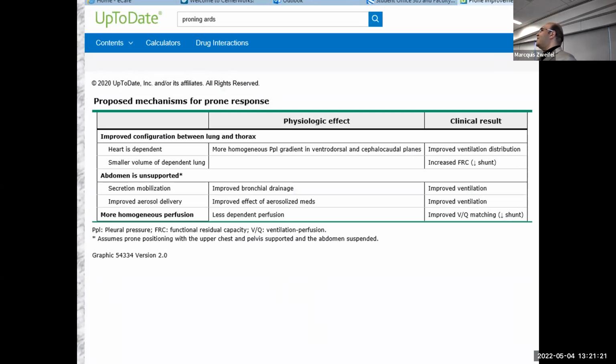Theories: you improve the V/Q matching, you improve the secretion drainage, you improve the inhaler delivery to all parts of the lung, less lung volume, more dependent. So the anterior part of the lung is smaller than the posterior. So when you are prone, if fluid accumulates there, this is less lung volume. Also, the heart pressure is taken away. If you use the proning bed, they open the part of the abdomen, so the belly will not be compressing on the chest. So all these are theories why things get better with the proning.